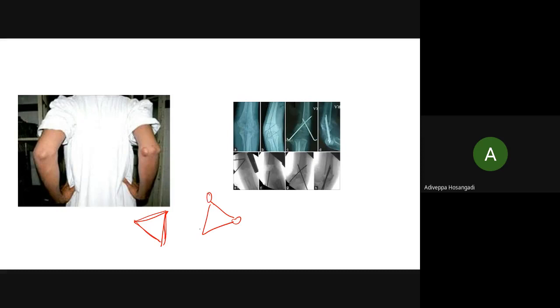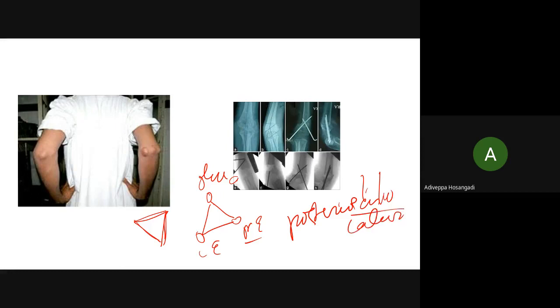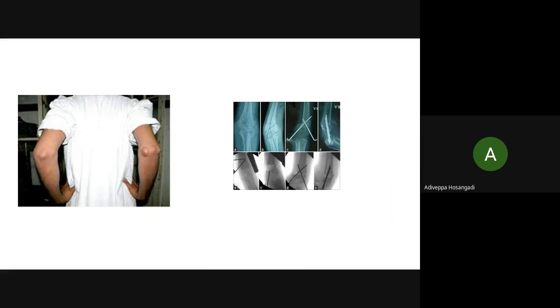There is a reversal of the triangle. This becomes the olecranon, and of course the lateral epicondyle and medial epicondyle. This is seen in posterior dislocation of the elbow. Please remember this: in posterior dislocation of elbow, there is a reversal of the triangle. This was the olecranon; in normal, this becomes the olecranon. Okay, this one thing I wanted to mention.